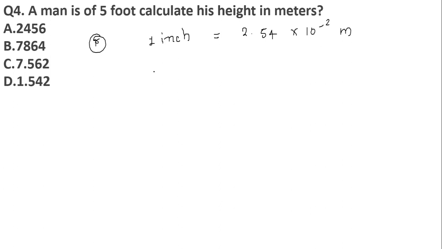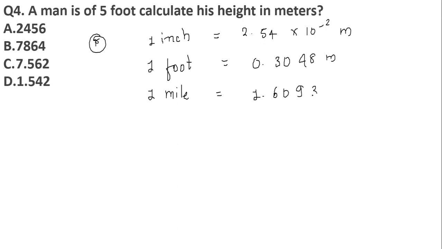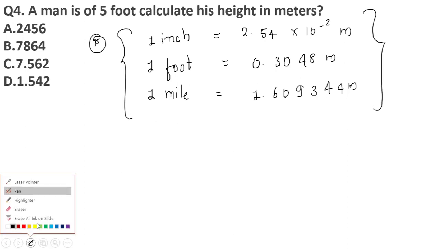And 1 foot is equal to 0.3048 meters. One more conversion that can be asked in the examination is 1 mile is equal to 1.609344. Other than that, we have already discussed millimeter, centimeter, deci, deca, hecto and kilo. Here inch, foot and mile we have not discussed. Please note down these 3 conversions. Take a screenshot of this. I'll rub it out now.